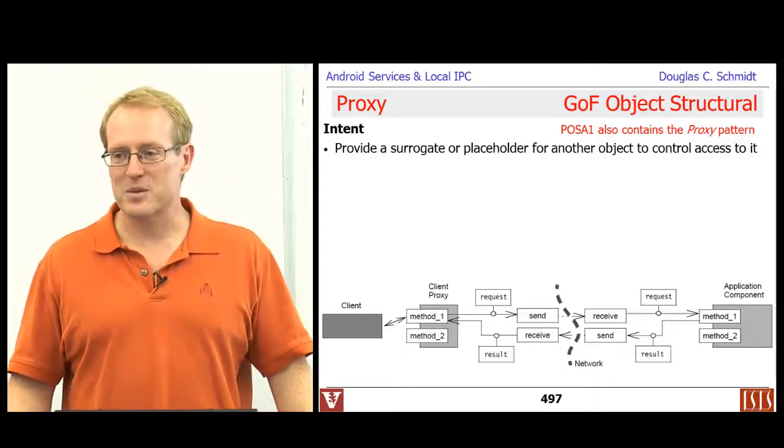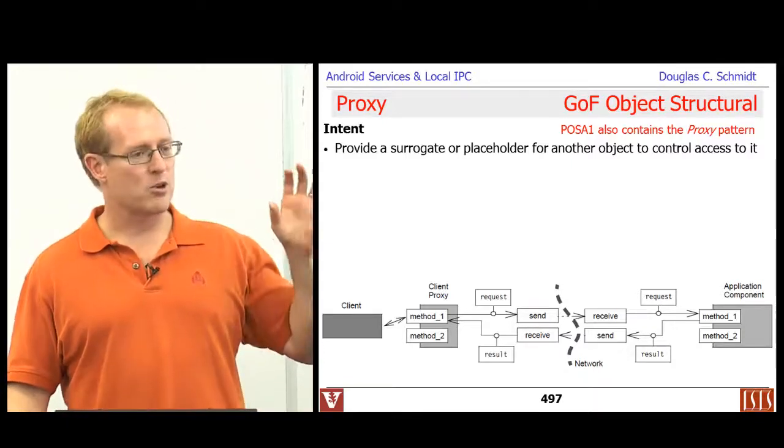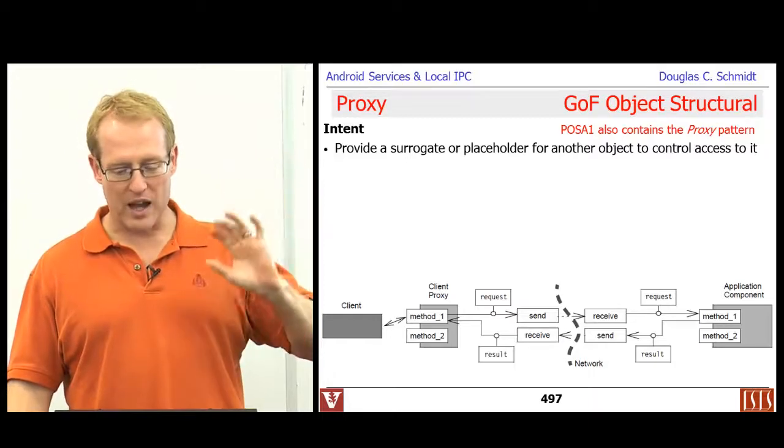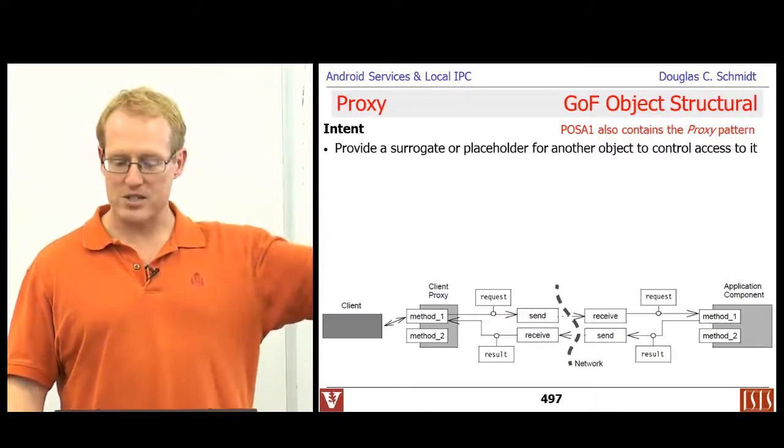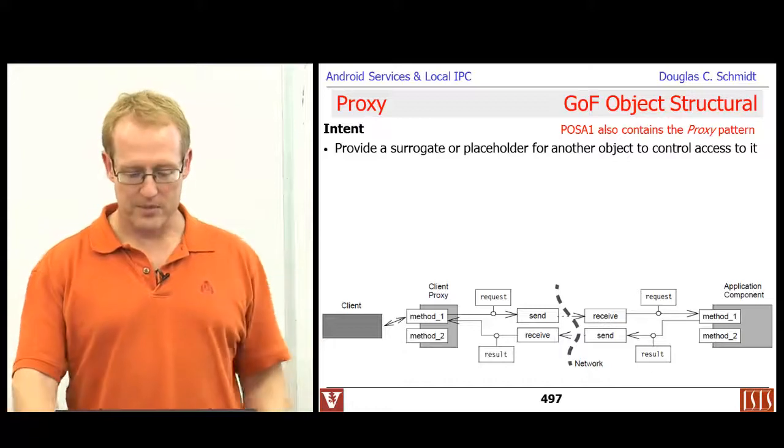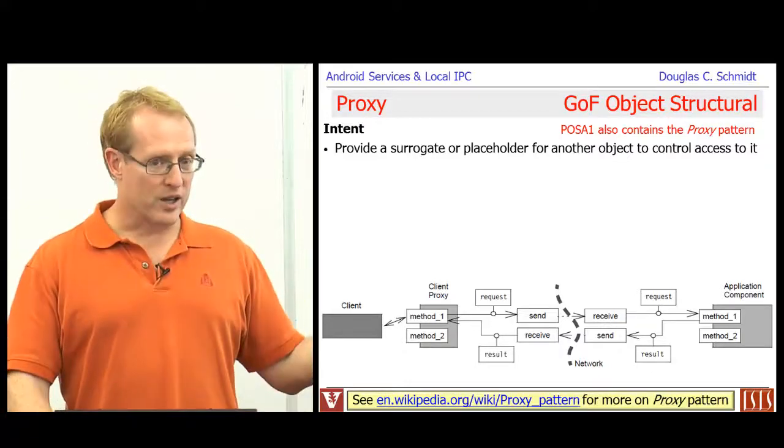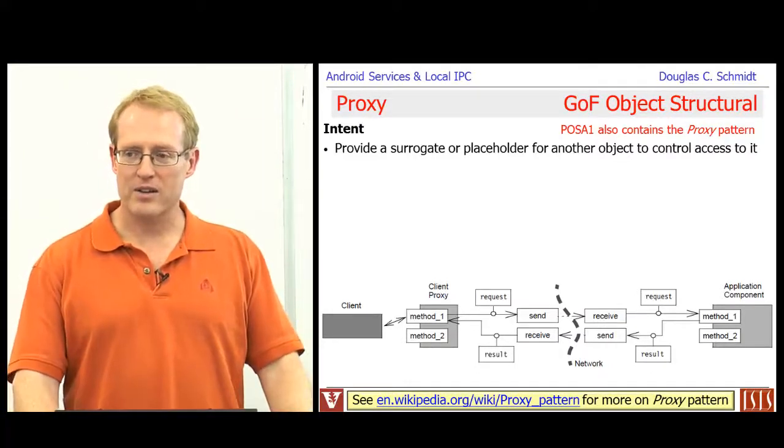The intent of this pattern is to provide a surrogate or placeholder for an object to allow another object to access it and control access to it. You can take a look here for more information about the proxy pattern.